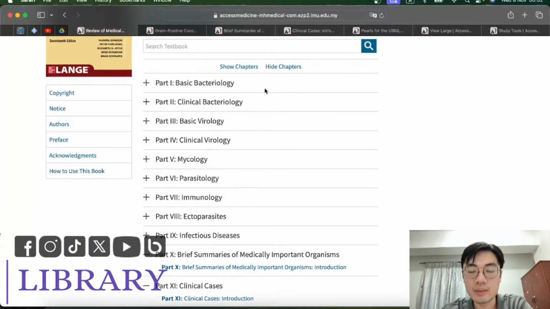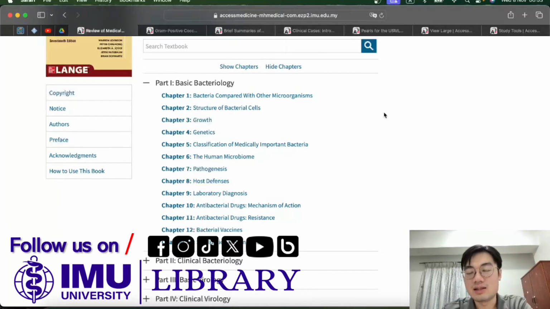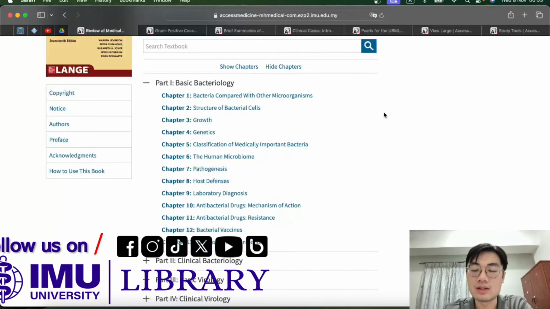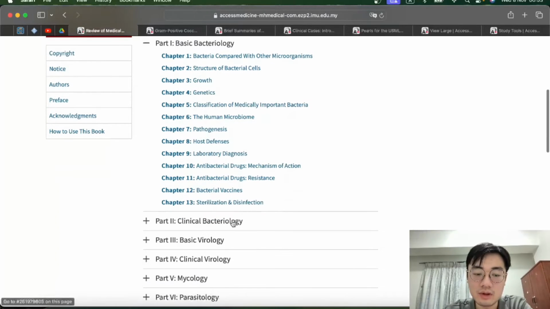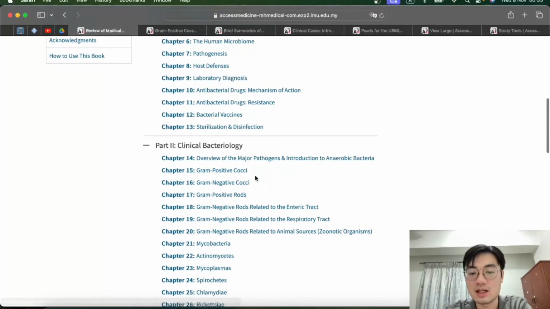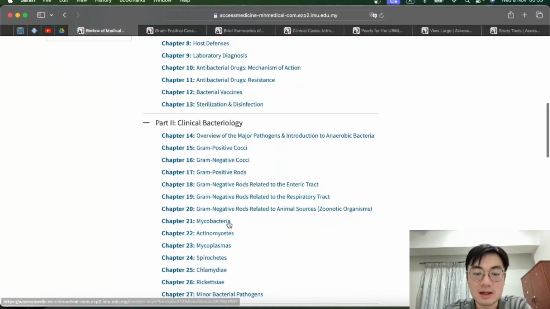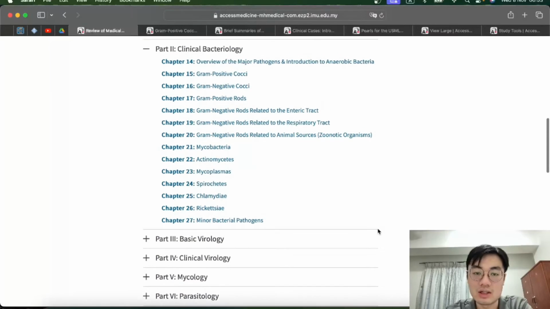So for bacteriology, it tells you how do you identify that this microorganism is a bacteria, what is the structure of bacteria, how does it cause diseases, what are the common commensal bacteria, and then the drugs that are used for bacteria. Then for the clinical part, it shows you all the different bacteria under each subclass. So like gram-positive, what are the bacteria, like Staphylococcus, and all these different ones. And the same goes for virus and mycology and parasitology.